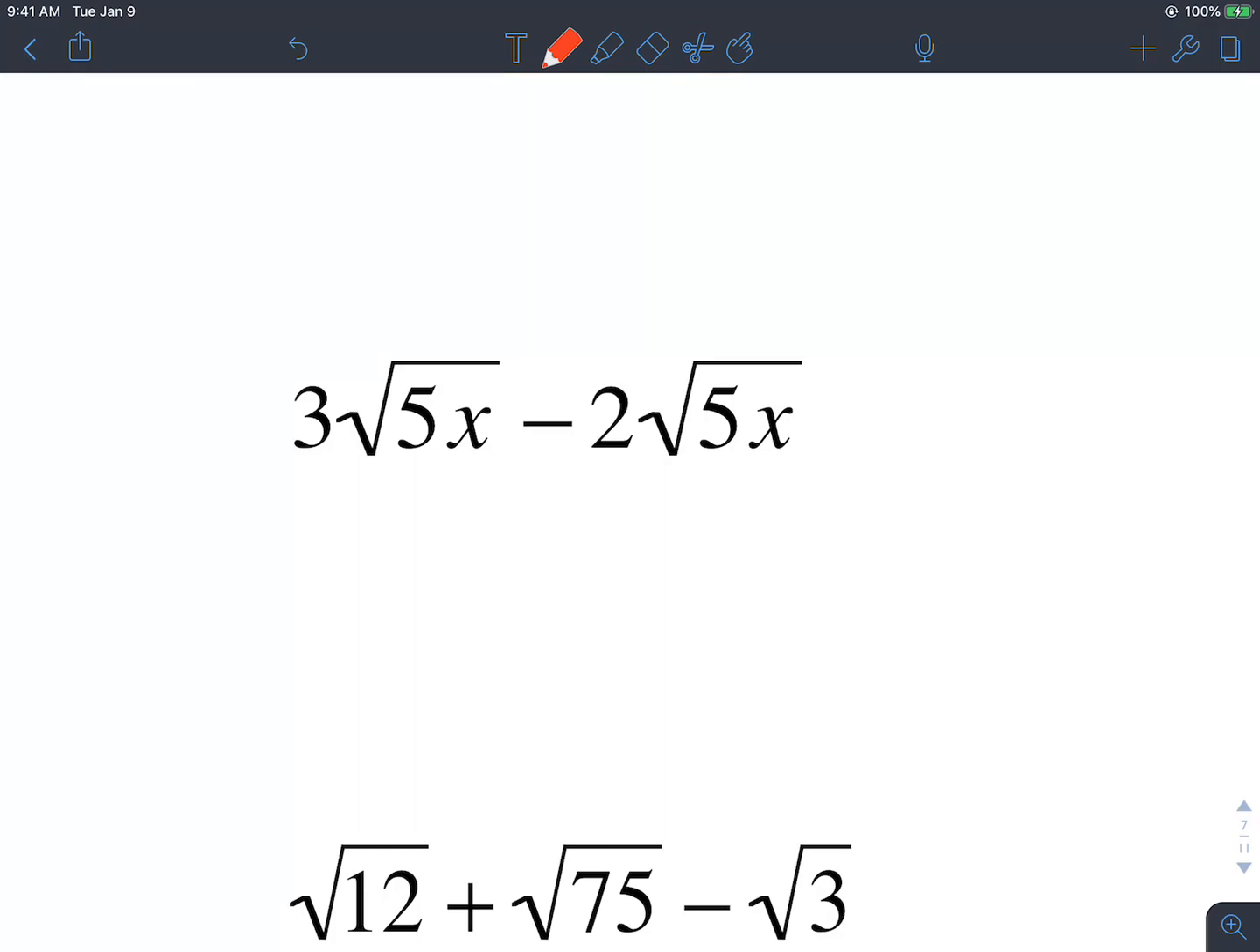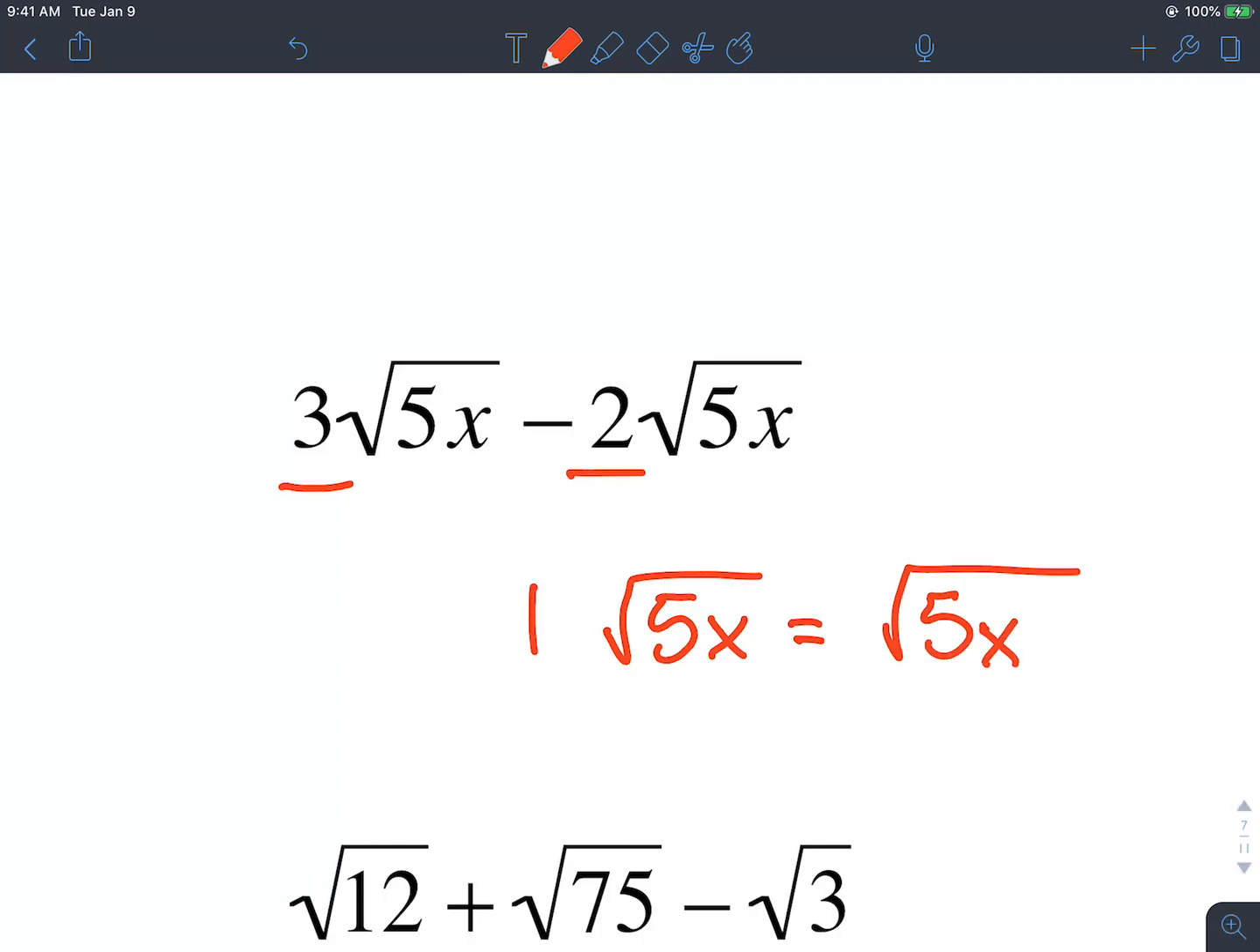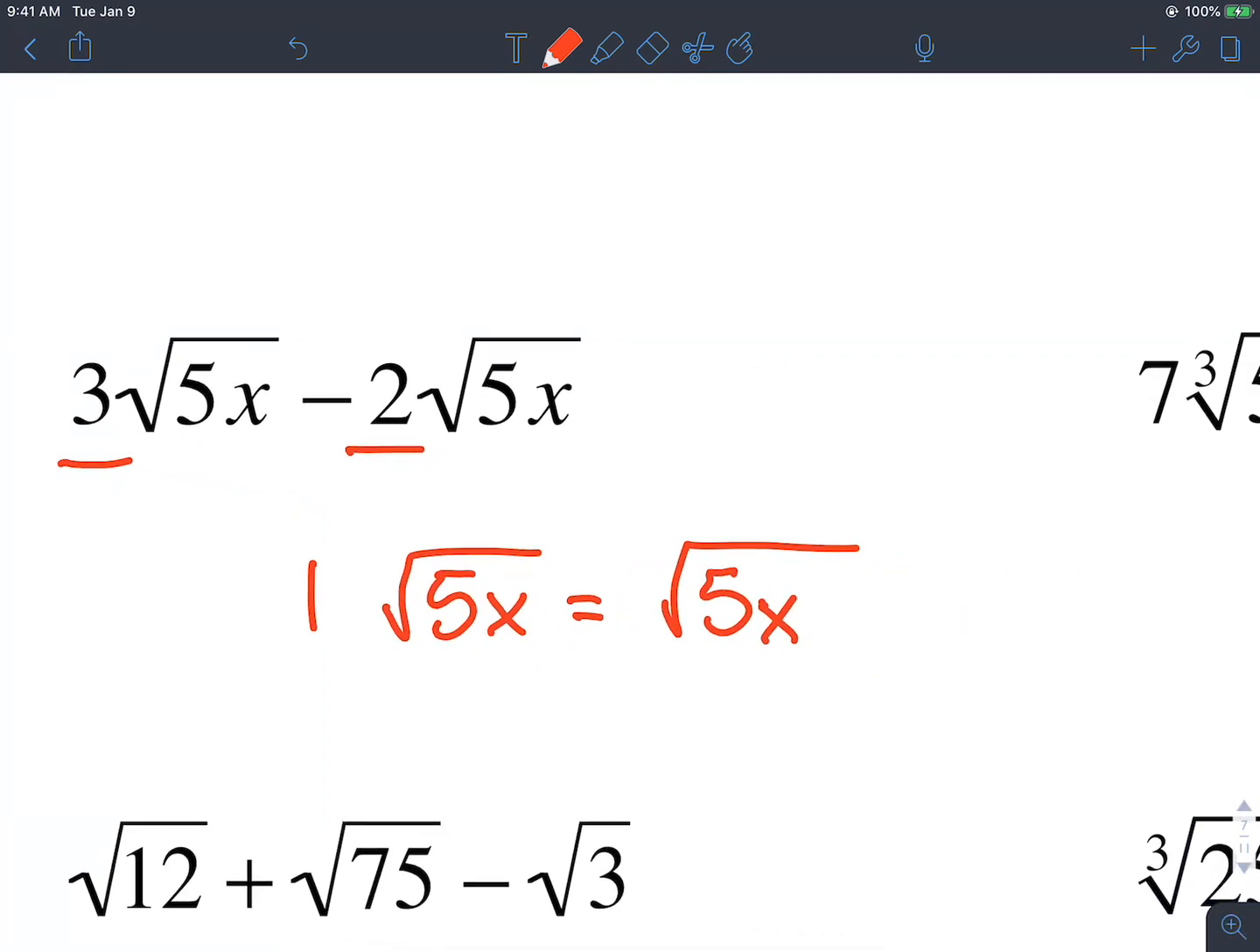If you got something like 3 square root of 5x minus 2 square root of 5x, subtract those right there, that'll be 1, and then square root of 5x. Most of the time, you'll just see people write square root of 5x. There's already an implied 1 out in front.